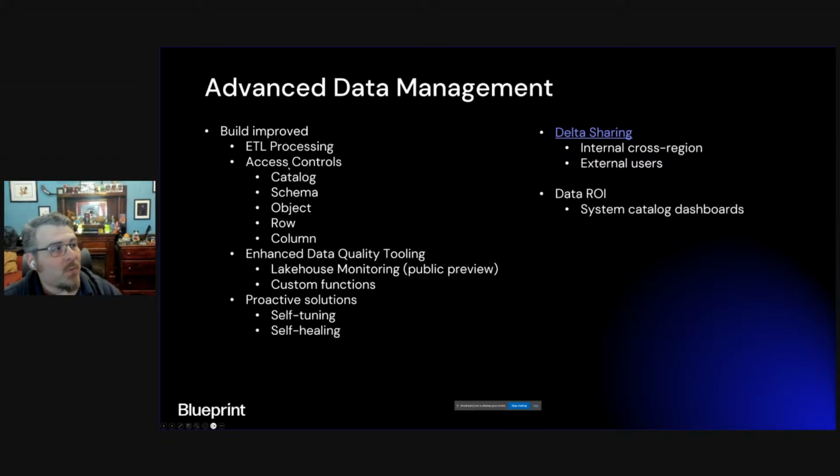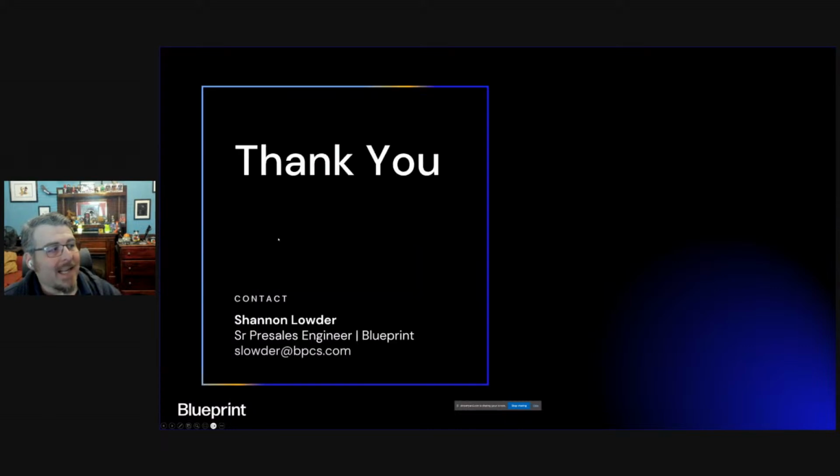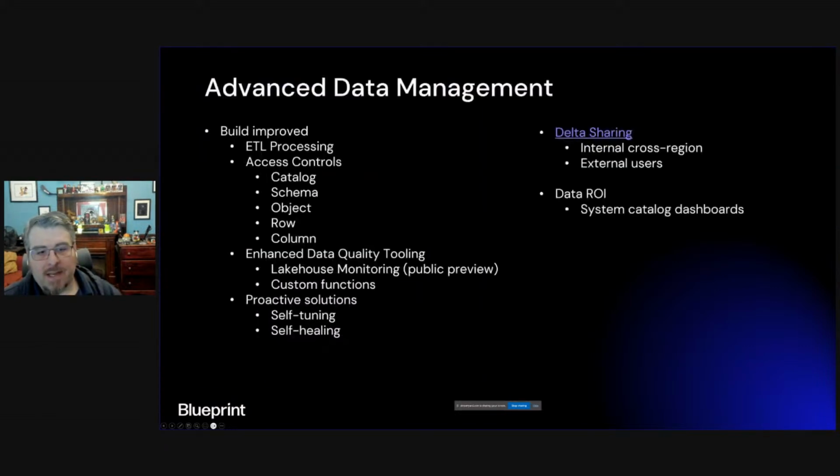And those access controls we can now establish at any level. We can establish those rules at any level. So catalog, schema, object, row, or column. And yeah, so that data is super useful.